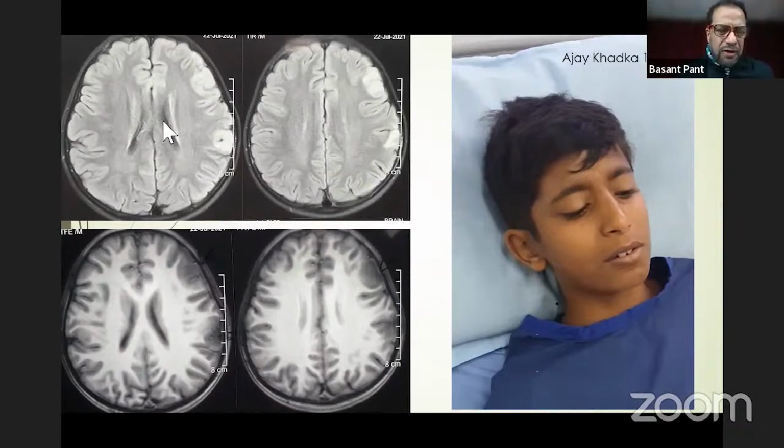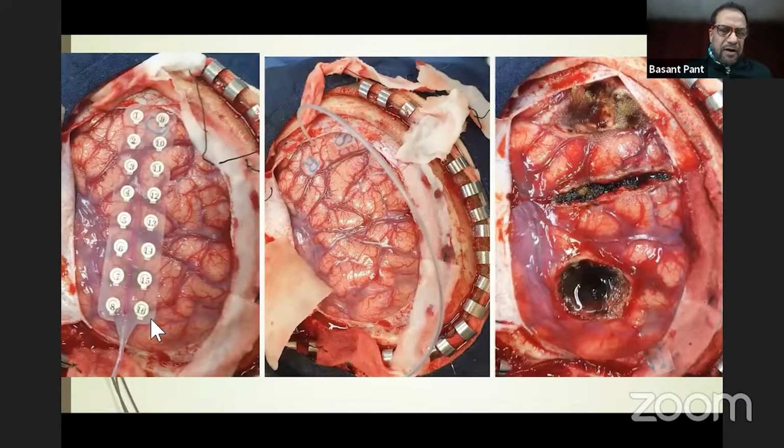And then we opened pretty big, and then we put 16 leads ECoG. And then we can see that it is firing from almost everywhere in the left side of the brain, but mainly on the cortical dysplasia side on two spaces. So we also did a depth reading. A depth reading also showed the same thing. So we removed the focal cortical dysplasia, and then still there was some firing.